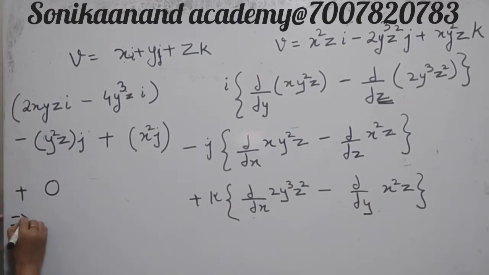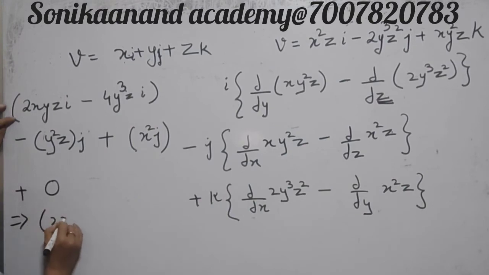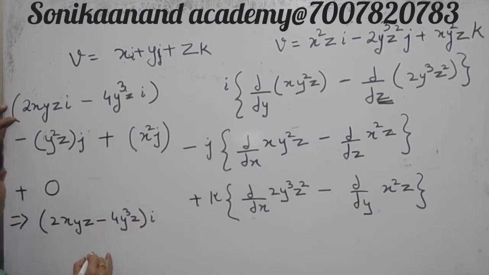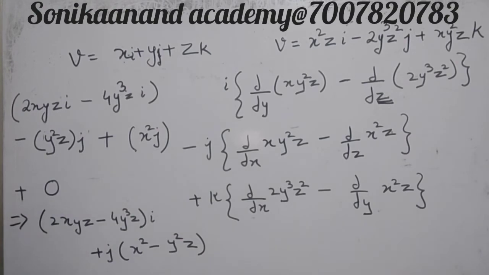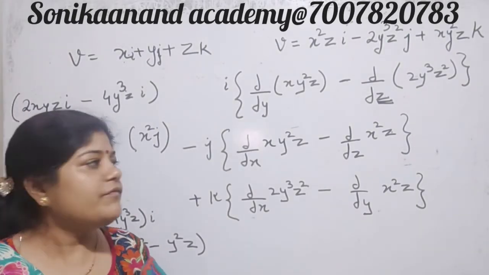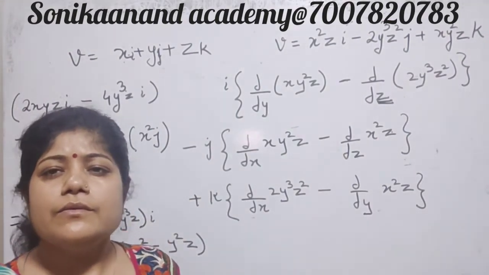So now, here I have i, here I have i. So what we do is 2xyz minus 4y cube z into i, then plus j x square minus y square z. Okay. So if the values of x, y and z are given, substitute them in and find the curl of the given vector. In this way we find the gradient, divergence and curl. Thank you.